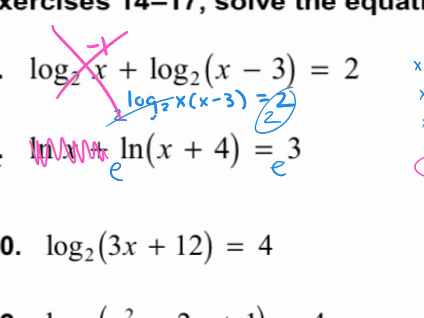Right. So this cancels, so we have x plus 4 is equal to e cubed. So x is equal to e cubed minus 4. And then you could put this into the calculator. So you could have one like this. You won't have one that has an x squared and an e to some exponent in it.